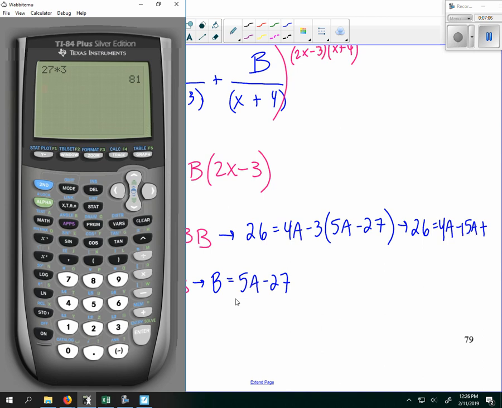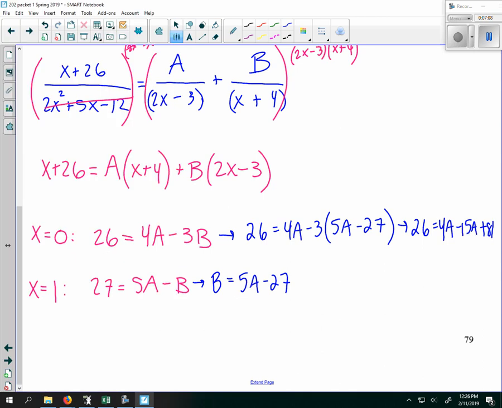That's 81. Okay, so 26 equals negative 11a plus 81, and 11a equals 81 minus 26.